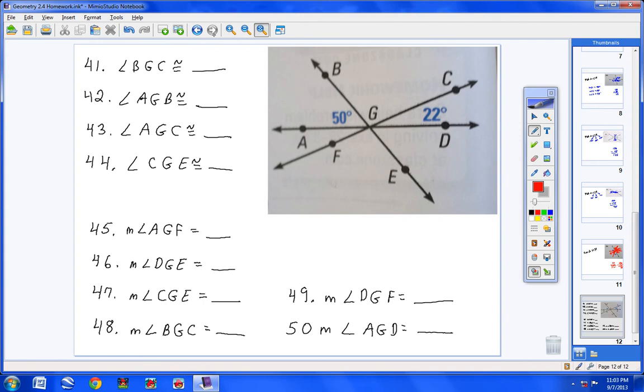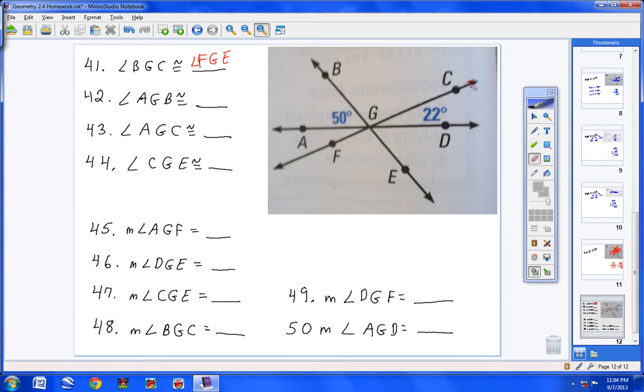Okay, here we go. 41. Angle BGC. Let's find that angle. B down to G down to C up to C. There's that angle. Is congruent to what angle? Well, I'm looking for a vertical angle because vertical angles are congruent. So I'm going to take this ray that makes up that angle. I'm going to extend it. There we go. And now I'm going to take this ray and I'm going to extend it. And look at that. We found the vertical angle. It's right here. So it's angle EGF, or FGE, however you want to say it. So angle FGE.